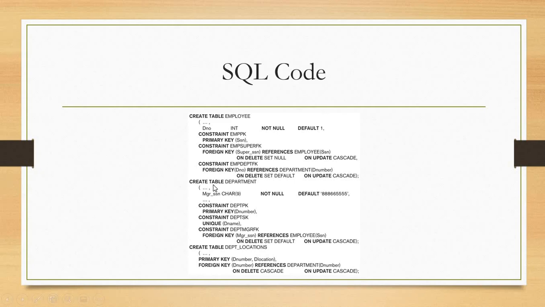Here we have another example. Create table department. The manager's social security number is set as 9 characters. Again, a primary key set up, a foreign key set up, etc. Here, we're only creating a department locations table with our primary and foreign key. We're only referencing other variables that have been created.